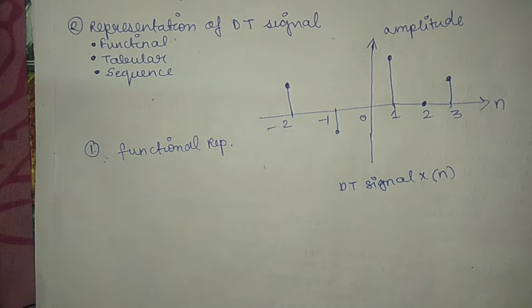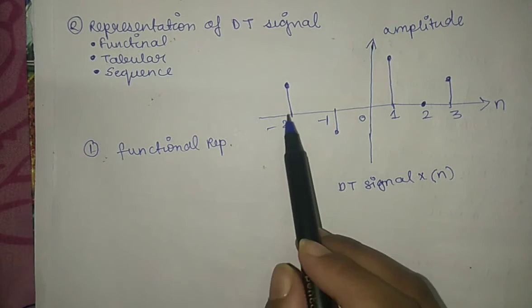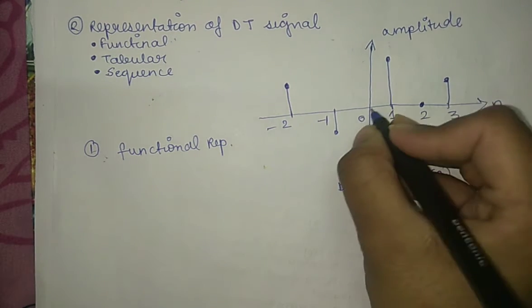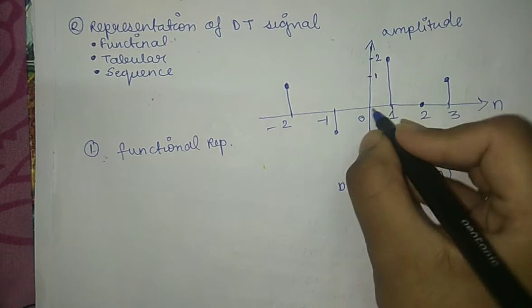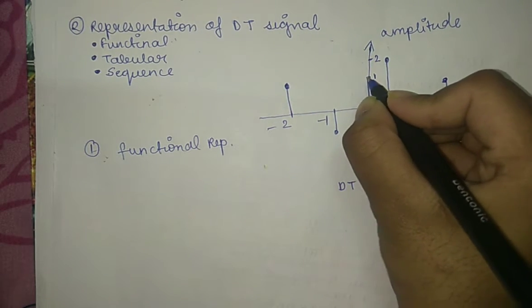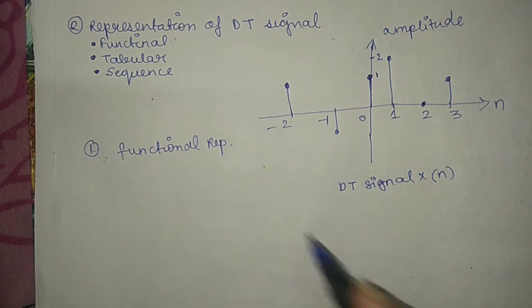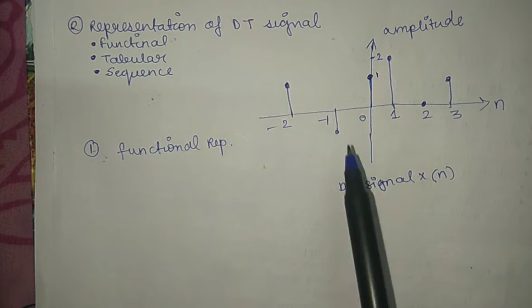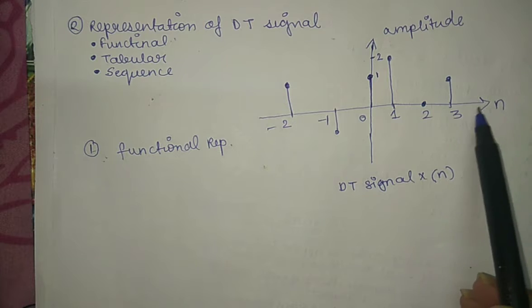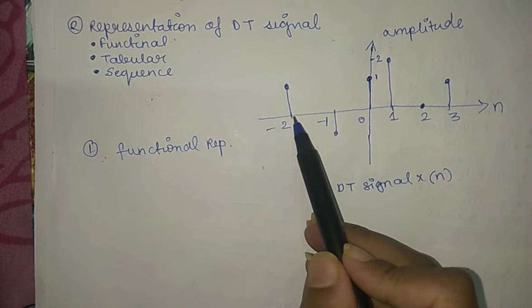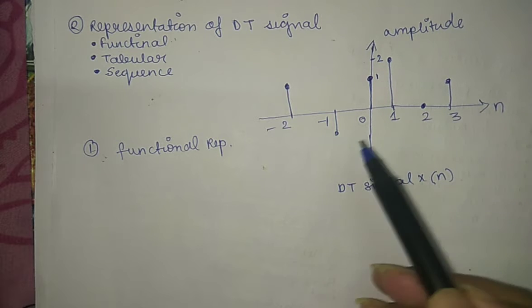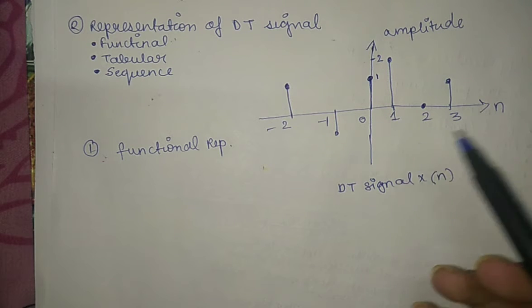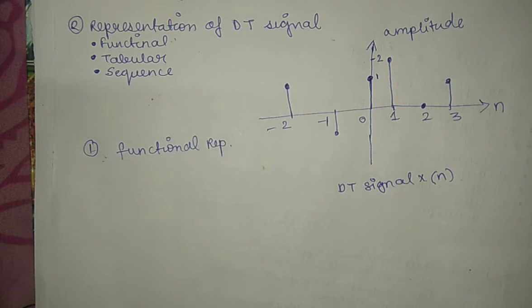Here, let me first tell you that these are the sample points. If someone asks you the length of the signal, then you can count all the sample points. That is 1, 2, 3, 4, 5, 6. So there are a total of 6 sample points. Therefore, the length of the signal is 6. So first we'll study the functional representation.